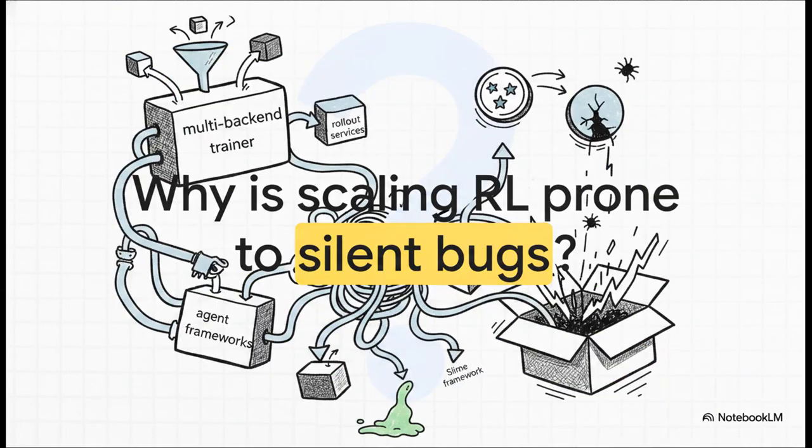Okay, let's dive right into this. Because honestly, the core problem in this space is just pain. If you are building frontier models, scaling reinforcement learning is notoriously difficult and highly prone to silent bugs. And you might be wondering, why is that? Well, it's because developers usually end up having to cobble together this bloated, heavy stack of completely disconnected multi-backend trainers, standalone rollout services, and messy agent frameworks. You've got one system trying to generate data, you've got another trying to compute rewards, and a completely different engine trying to sync the weights. It's fragile, it breaks, and worst of all, it fails silently.